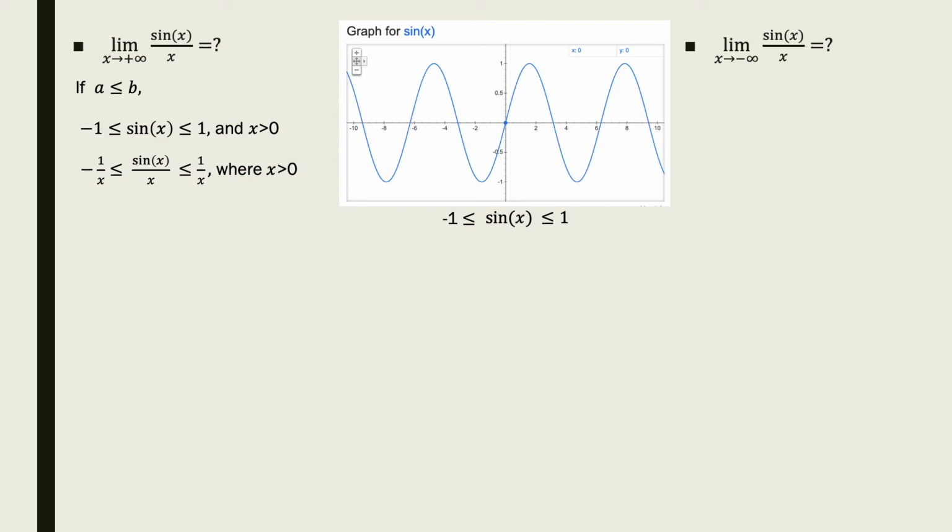From pre-calculus, we know that if we have two constants, a less than b, and we divide both sides of this inequality by the same positive constant x, the division does not change the direction of the inequality. So a over x is still less than or equal to b over x for all positive values of x.